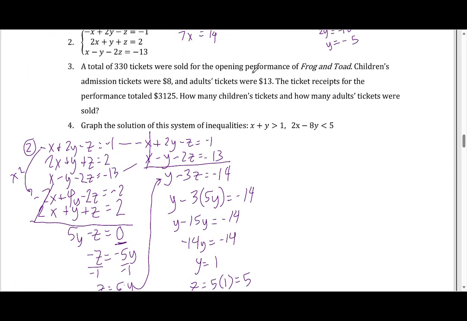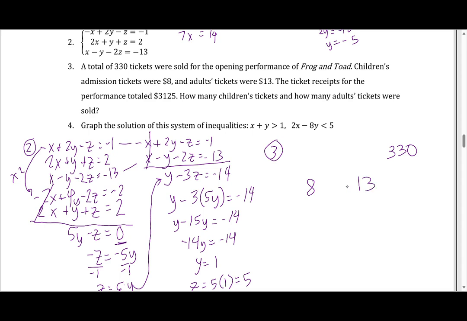Okay, let's look at number 3. More words, so exciting. We have a total of 330 tickets. Let's go and write that down. Were sold for this performance. Children's admission tickets were $8 and adults were $13.